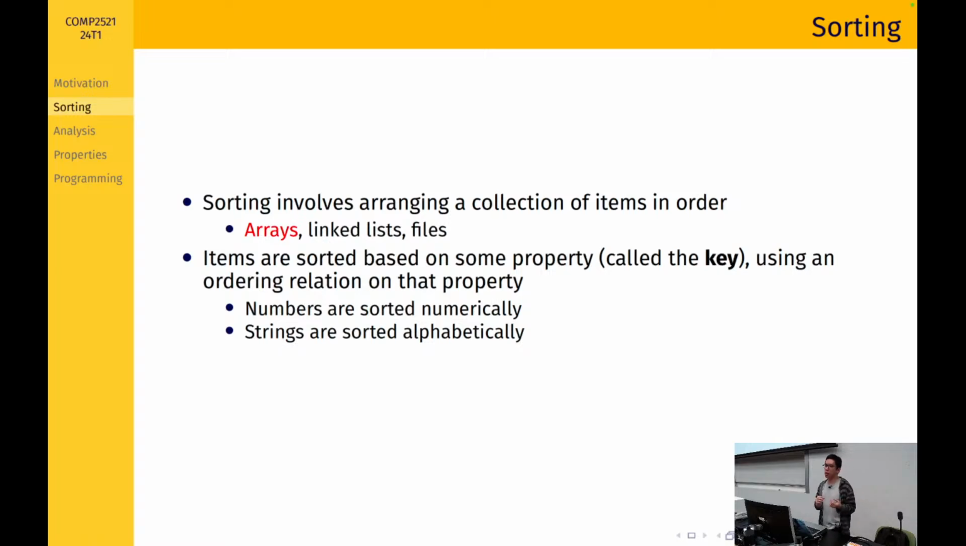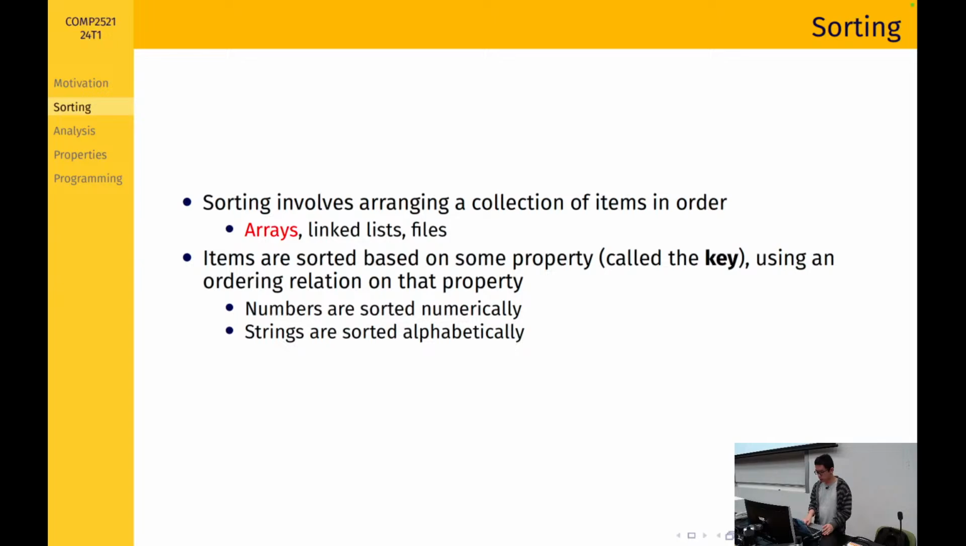So suppose we have a student struct, and the student struct contains an ID and a name. We might be interested in sorting the students by one of these things. So we might want to sort by ZID, or we might want to sort them by name. The thing that we're sorting the items on is called the key. So if we're sorting by ZID, then the key is the ZID, and so on.